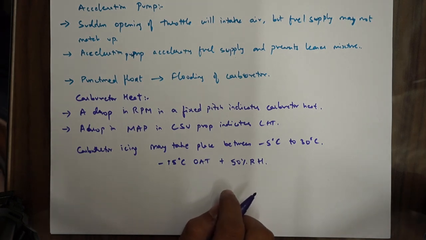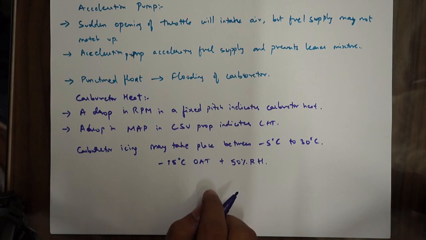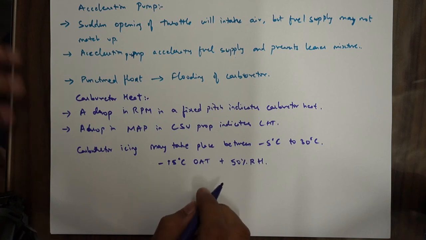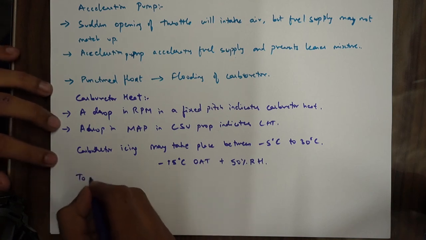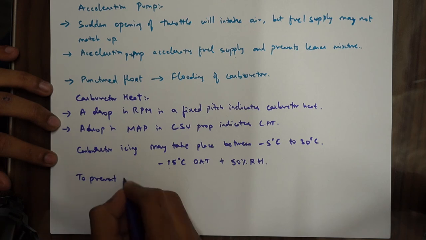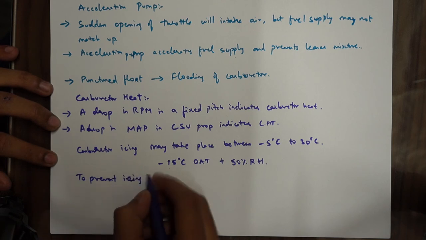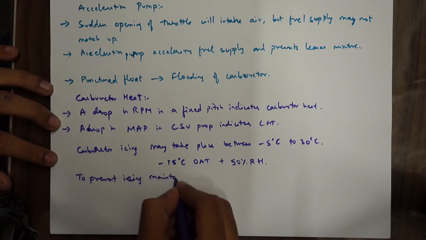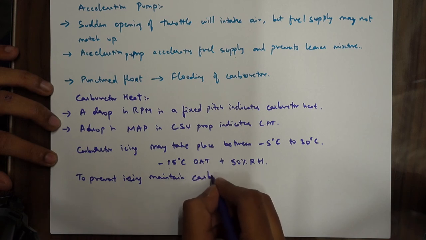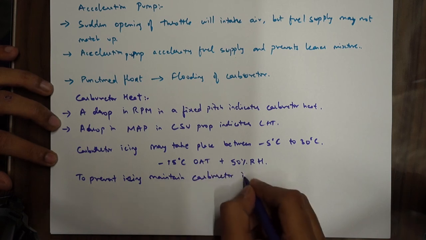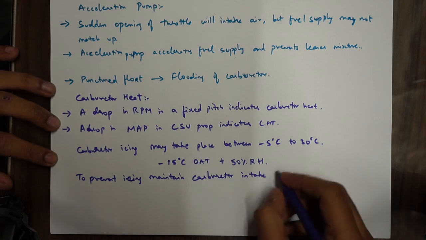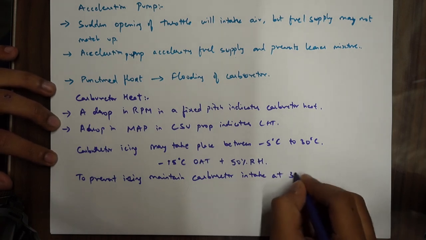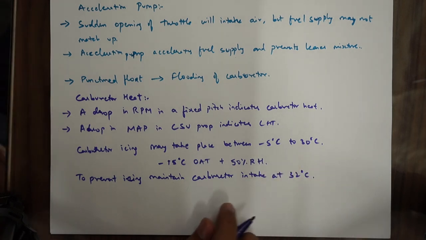Now the recommended temperature to prevent carburetor icing is that you maintain the intake of the carburetor at around 32 degrees to prevent icing. Maintain carburetor intake at 32 degrees. It's a recommended one.